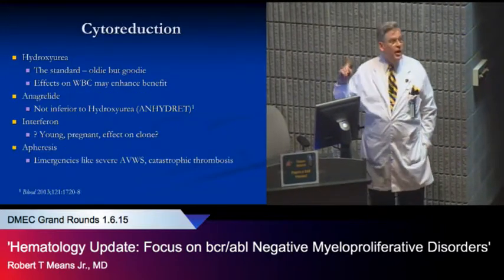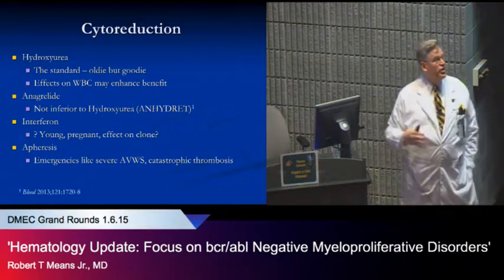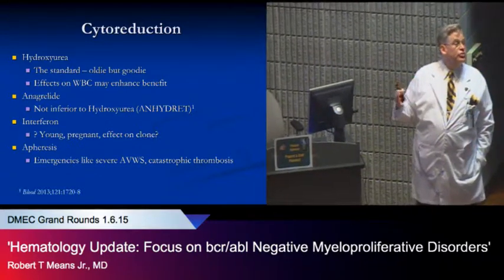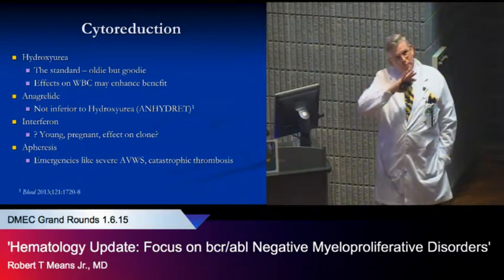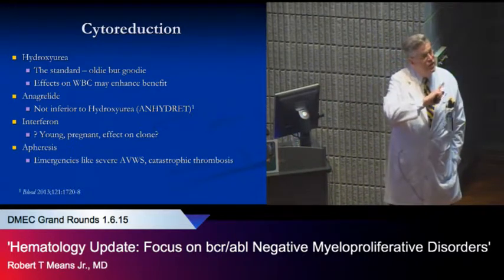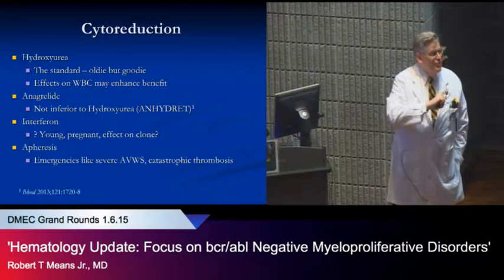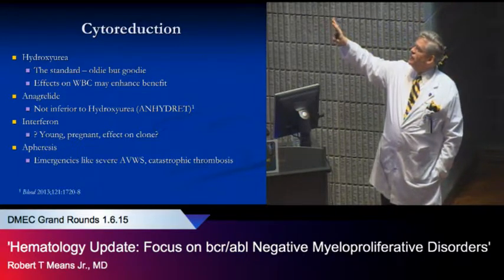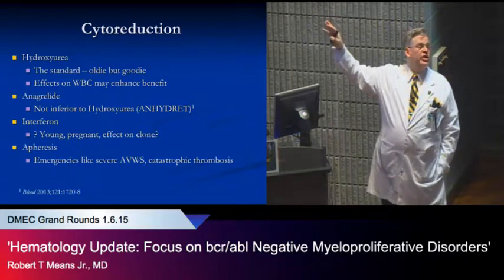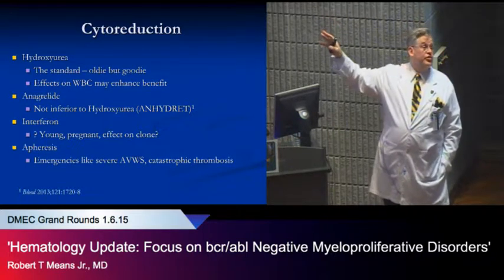The standard is hydroxyurea: well tolerated for a chemotherapeutic agent, relatively inexpensive, not leukemia generating that you would notice. The answer is it's probably not 100% normal, but it has some effects on white counts. The reduction in white count may reduce the risk of thrombosis.